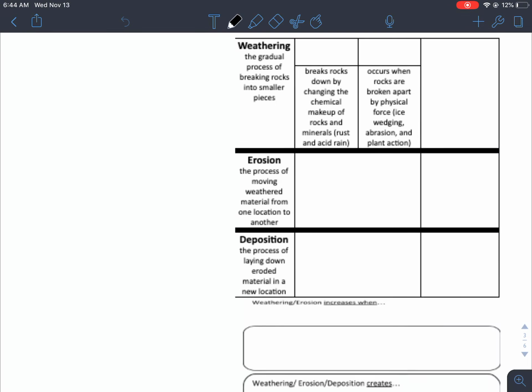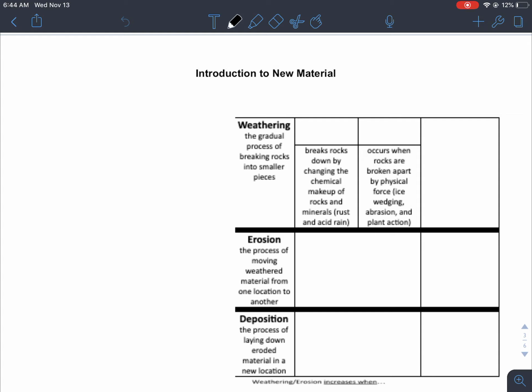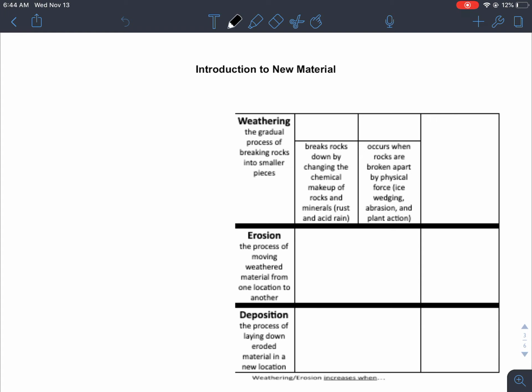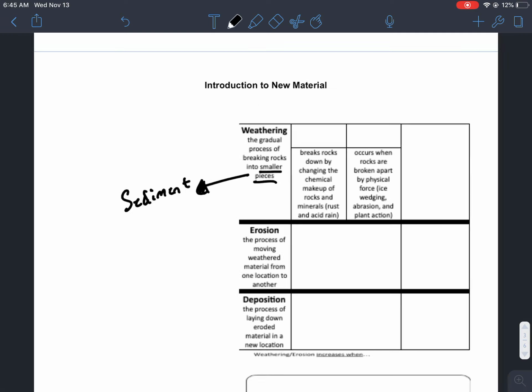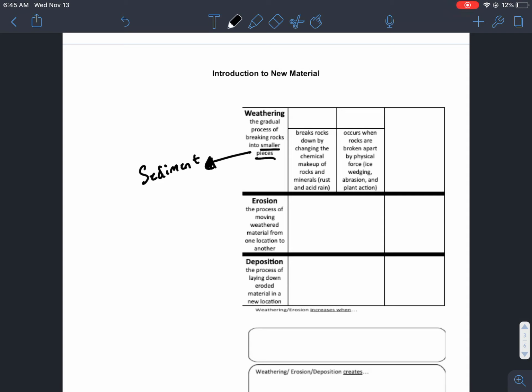First, let's look at our definition of weathering right here. Weathering is the gradual process of breaking rocks into smaller pieces. What I want you to do is underline smaller pieces. We're going to use another vocabulary word for smaller pieces, because smaller pieces isn't really scientific. The way you'll see it written is sediment. The word sediment means small pieces of rock. Weathering creates sediment.